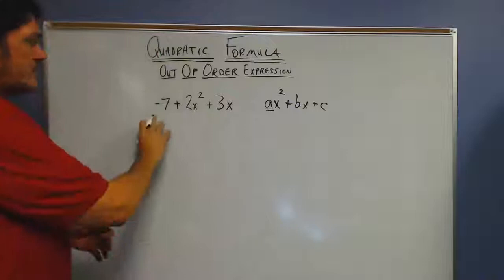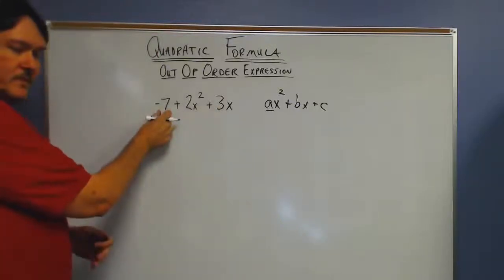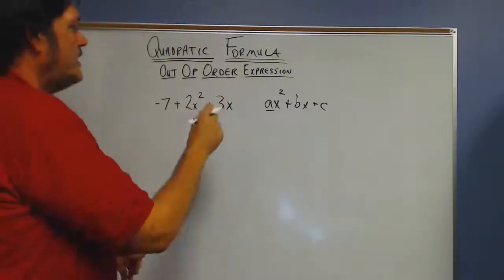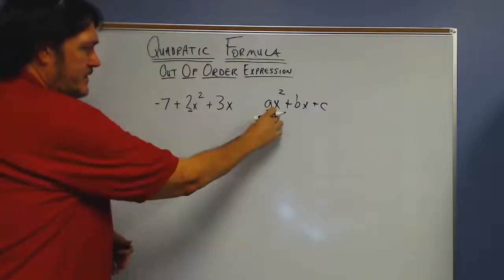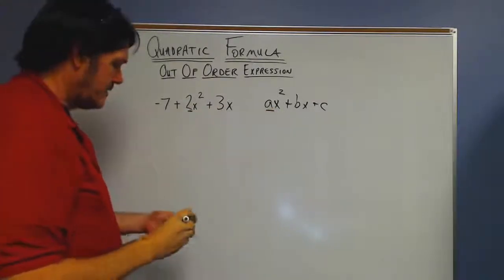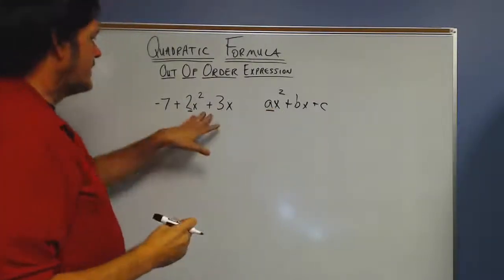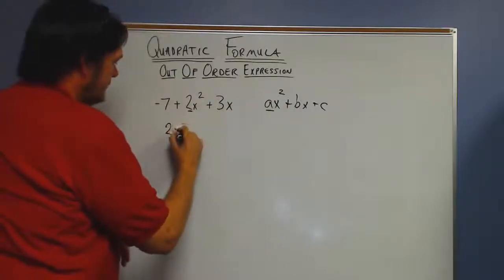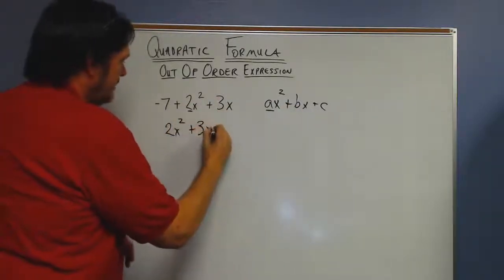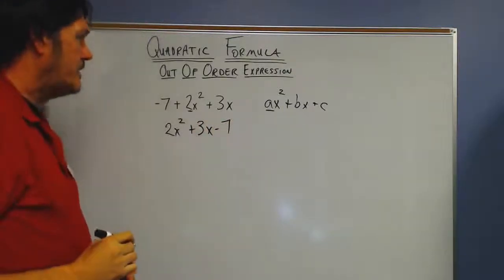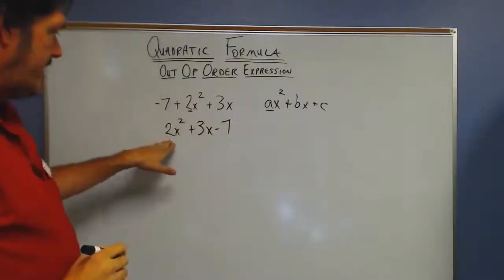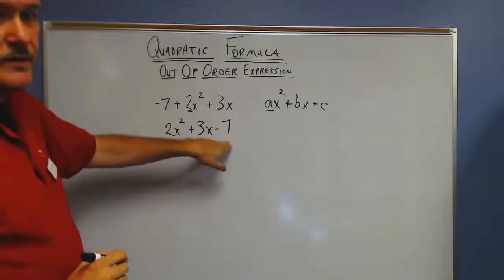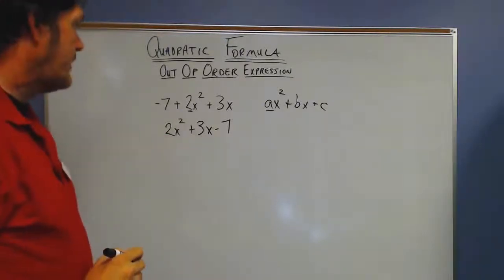Well, some students would look at this equation and say, because this is the first term, this must be the letter a. But it's not. This is the a because it has to be the coefficient attached to the x squared term. So the first thing I'm going to do, I'm going to rewrite this and put it back into the form it's supposed to be in, which would be 2x squared plus 3x minus 7. And now we can easily see that our a is 2, our b is 3, and our c is negative 7. So let's go ahead and solve this.